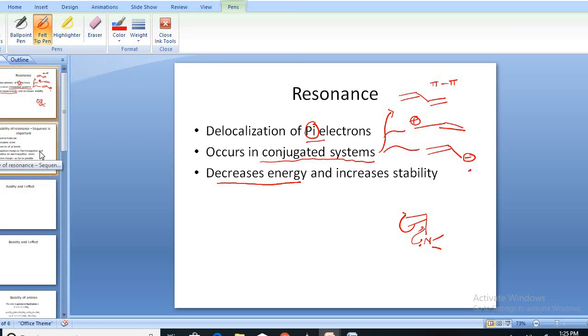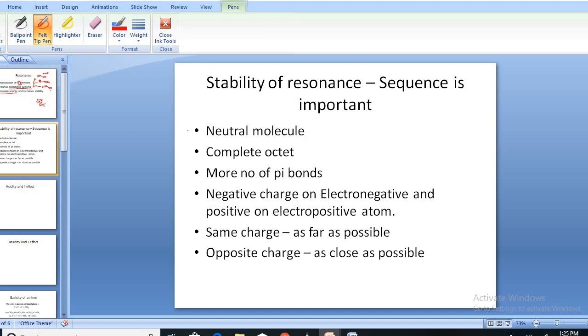Now let's talk about the stability sequence. I've seen many students struggling with the stability of resonance structures because they apply too many concepts simultaneously. Here is the set of rules which you're supposed to remember. The first is it should be a neutral molecule, right? If I have a molecule which is charged and an uncharged one, obviously the uncharged, neutral molecule is going to take the preference.